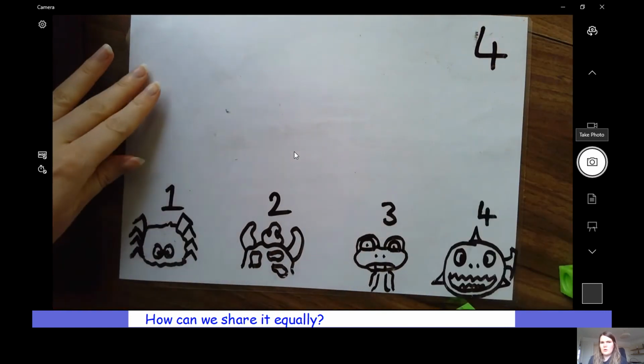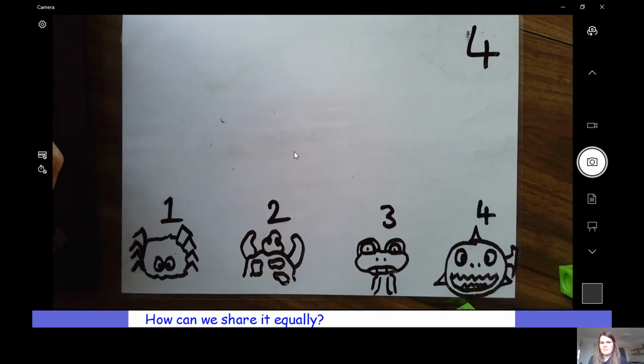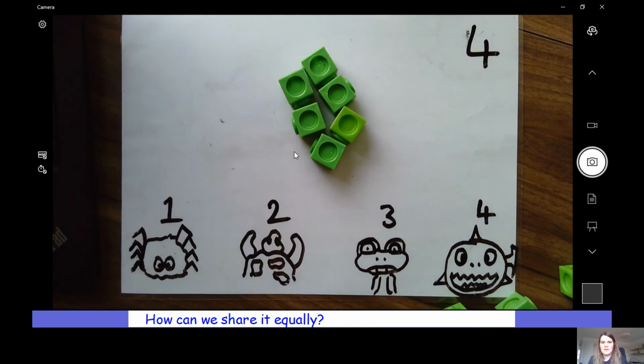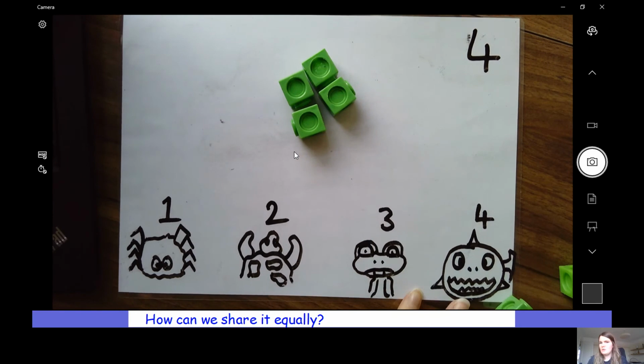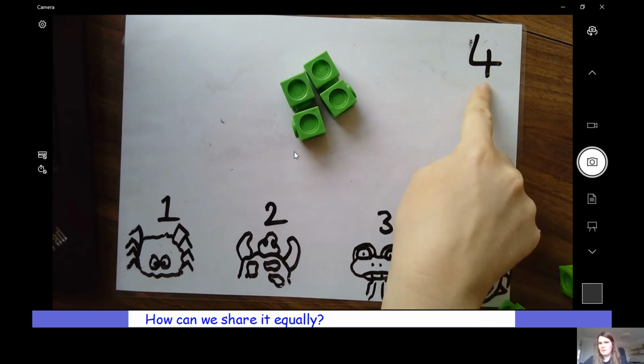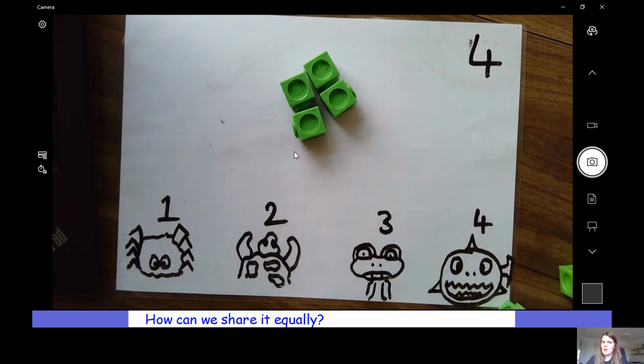If my whole is 4, how many am I getting? Okay, 4. Perfect. I've got 4. That's not 4. Very well spotted. Well done. Why do I need to make sure I have 4? Because that's my whole number. Okay, are you ready? What do I do now?